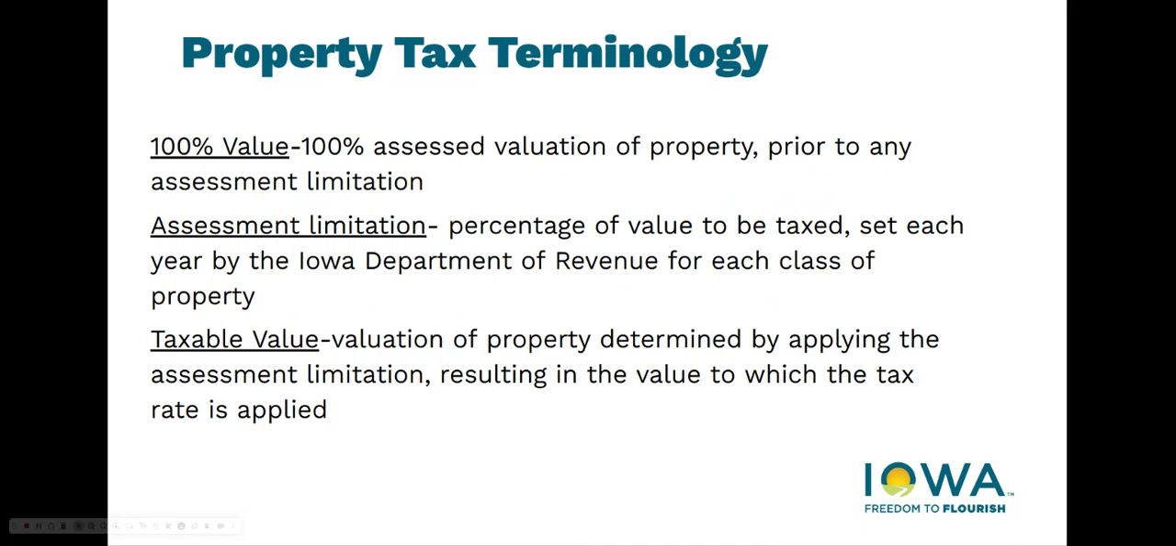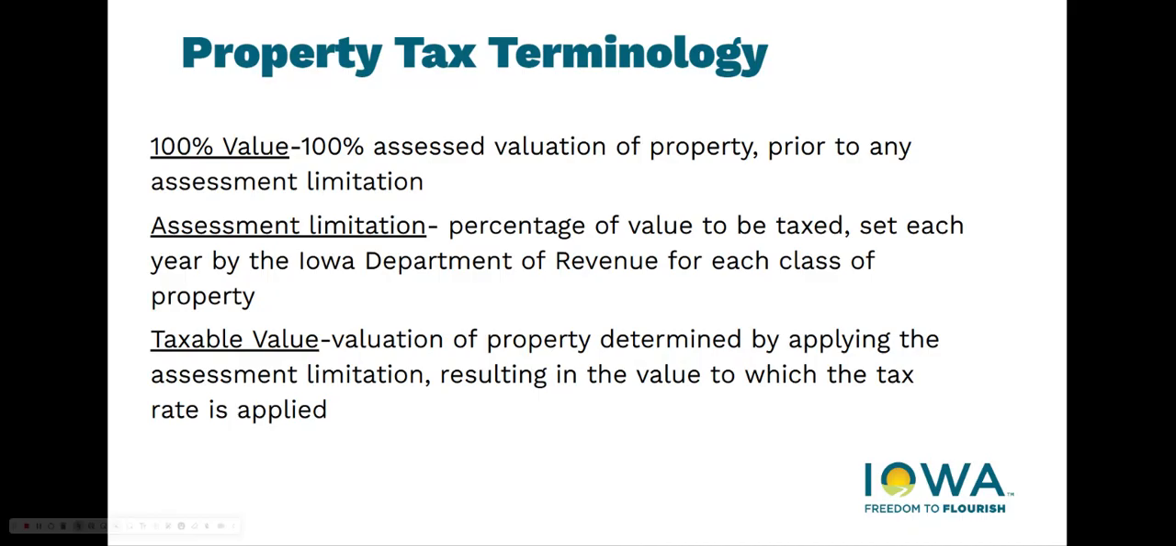And this is intended to provide a very broad overview of how property is valued in the state. For specific questions, you would definitely want to visit with your local assessor, whether that be a county assessor or city assessor. So value, there is a 100% value, meaning the value that is eligible to be taxed on a property. So that is usually, for most cases and most classes, the market value of that property. Then there may be an assessment limitation applied to that 100% assessed or market value, and that's the percentage of value to be taxed. And it is set each year by a calculation of the Iowa Department of Revenue for each class of property.